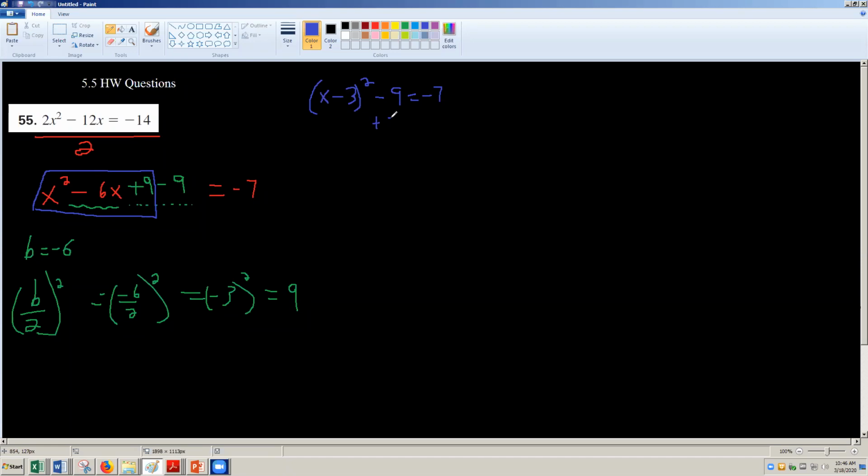And now my next step is going to be to get rid of all those things. So here I'm going to add 9 to both sides. Here I get x minus 3 squared equals 2. And now I'm going to take the square root of both sides. So square root, square root. As soon as I take the square root, I'm going to get plus or minus. So x minus 3 equals plus or minus the square root of 2. My last step will just be to add 3 to both sides of my equation here. And my final answer is x equals 3 plus or minus the square root of 2.